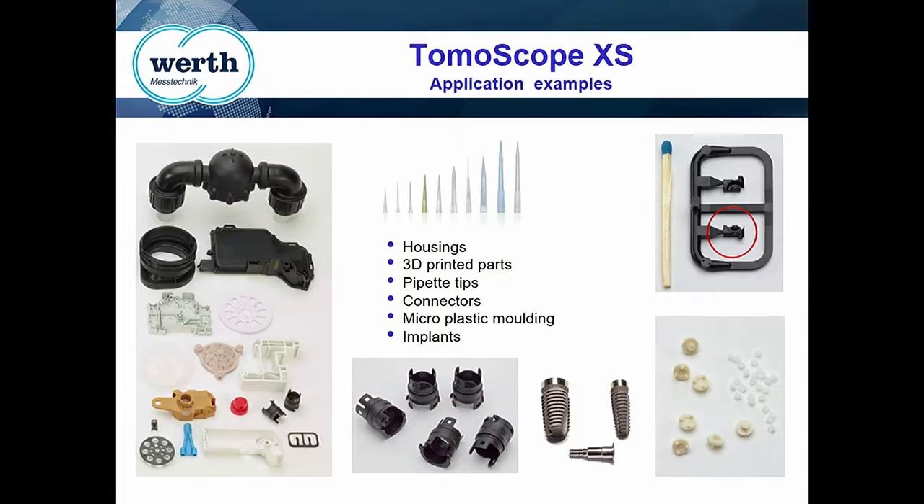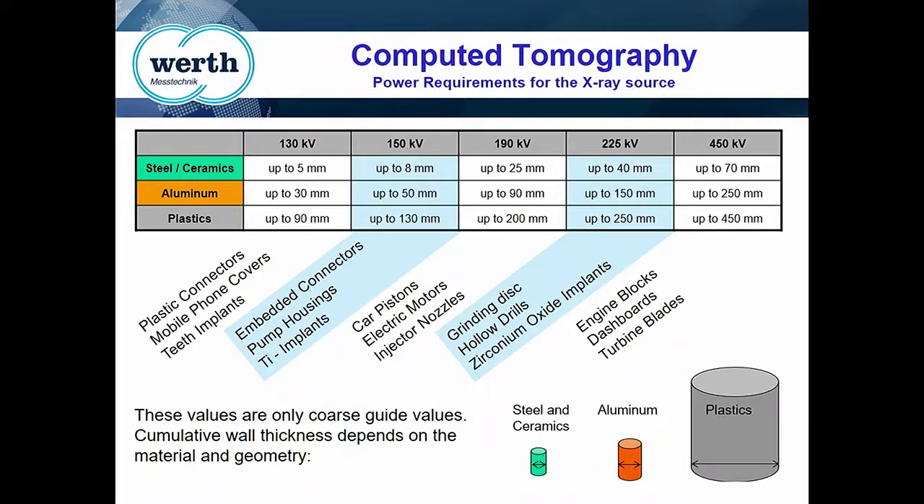And these are some examples of parts that are ideal for the XS. We have a lot of plastic parts here. There are titanium implants, pipettes, etc. And then this is kind of a guide on what is ideal for the voltage of each machine and the size of the part depending on its density.